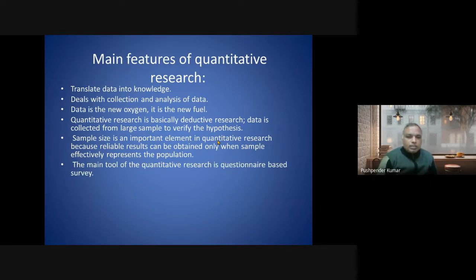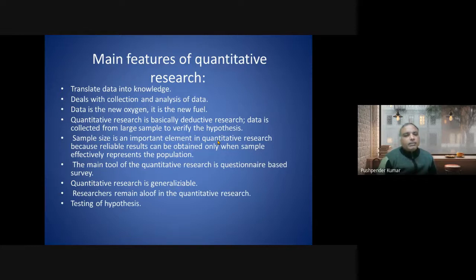The main tool of quantitative research is a questionnaire-based survey. So as I say, generally we go and collect data, and we develop, design a questionnaire and collect the information. And the good thing is that once you have conducted a research, the same thing can be generalized to other cities, other people, other cultures.